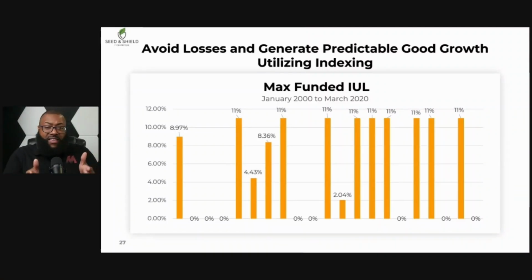But in this example, this person has a 0% floor and an 11% cap rate, meaning when the market goes down, they experience no losses. Their account stays at zero. And as the market goes up, they get up to 11% of the value.